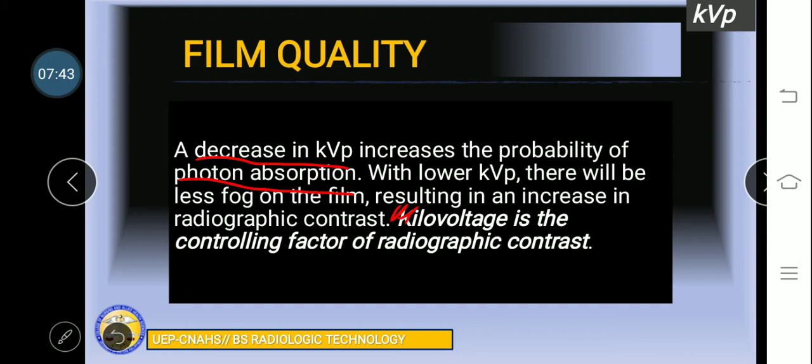Di ba? We have mentioned some of the factors that affect radiographic contrast. So kilovoltage is the controlling factor of the radiographic contrast. Controlling factor, so may mga affecting factors pa din naman sa radiographic contrast. Okay, so kilovoltage, we said controlling factor of radiographic contrast, at the same time, affecting factor of optical density. Whereas mAs only controls the optical density but it does not affect the radiographic contrast.